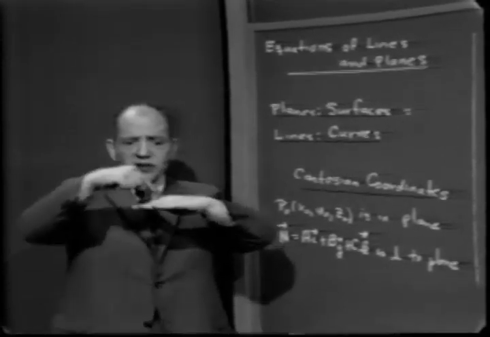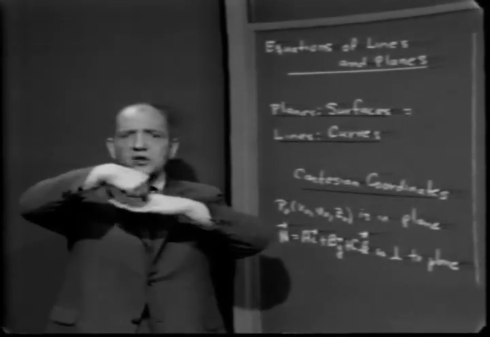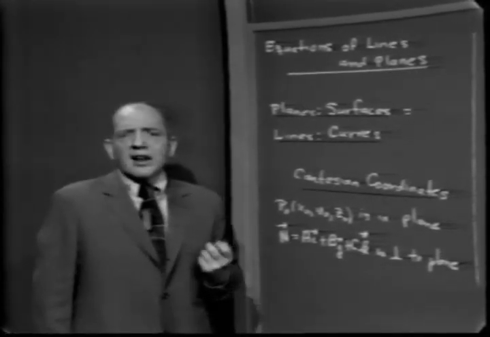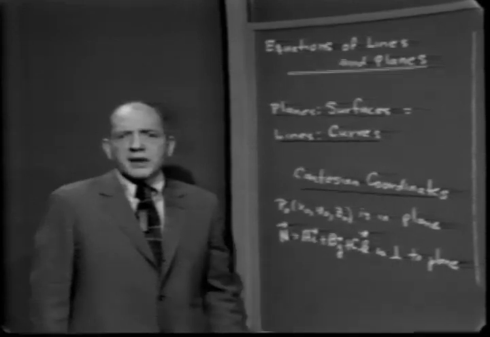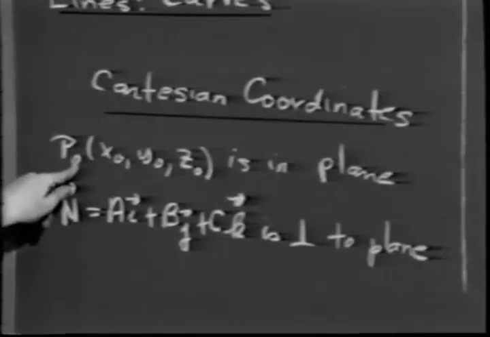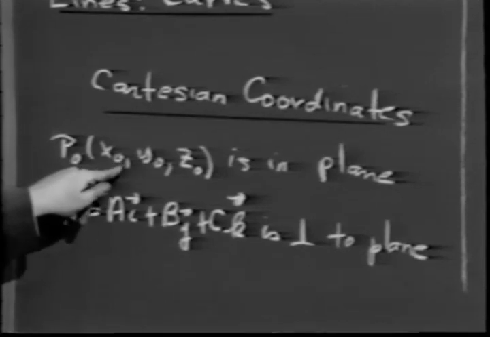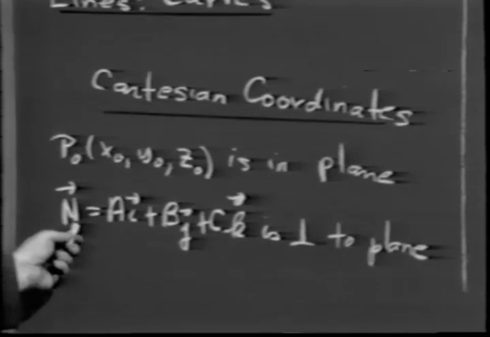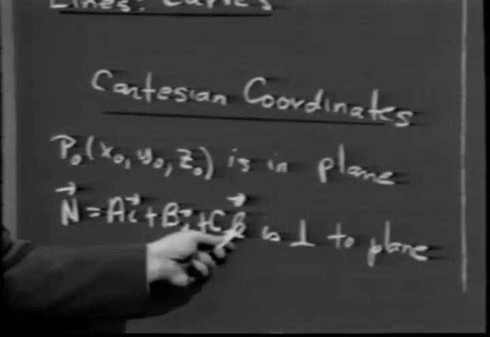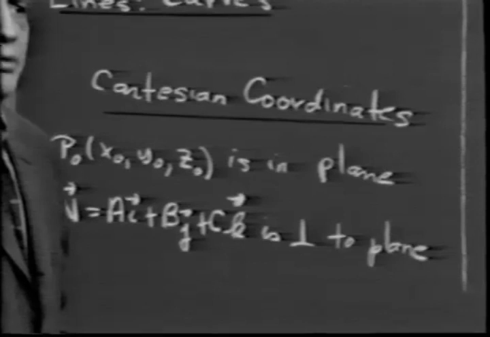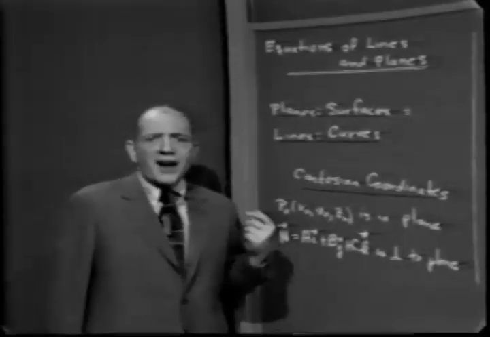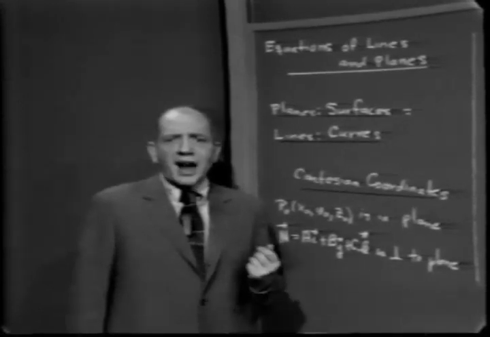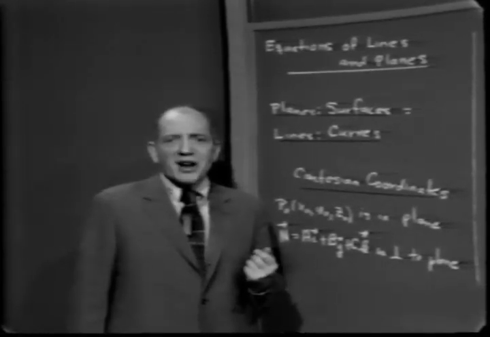And one way of getting the direction of the plane is to fix a normal, a perpendicular to the plane. In other words, the approach that we're going to use is, let's suppose that we know a point that we want to be in our plane, and we'll call that point P0. We'll denote it generically by x0, y0, z0. And let's let capital N denote the vector ai plus bj plus ck, which is perpendicular to our plane. Okay? So we're given a vector perpendicular to the plane, we're given a point in the plane, and now in Cartesian coordinates we would like to know the equation of the plane.